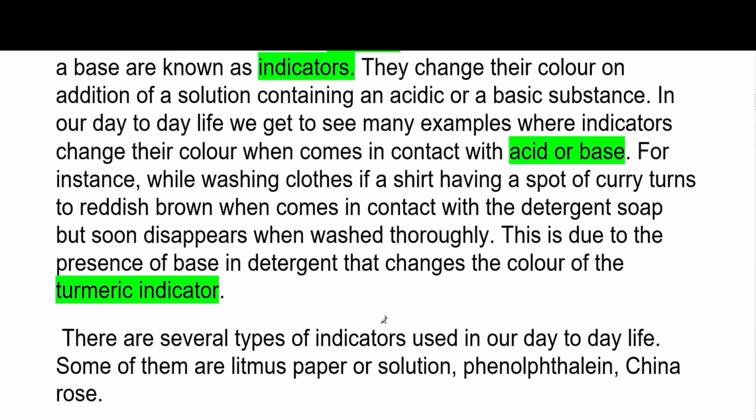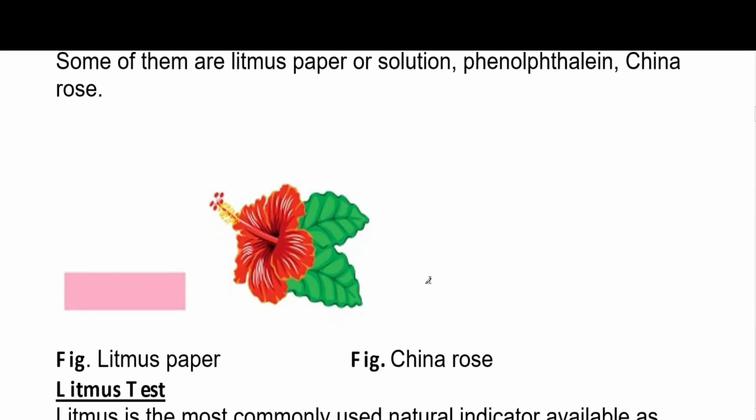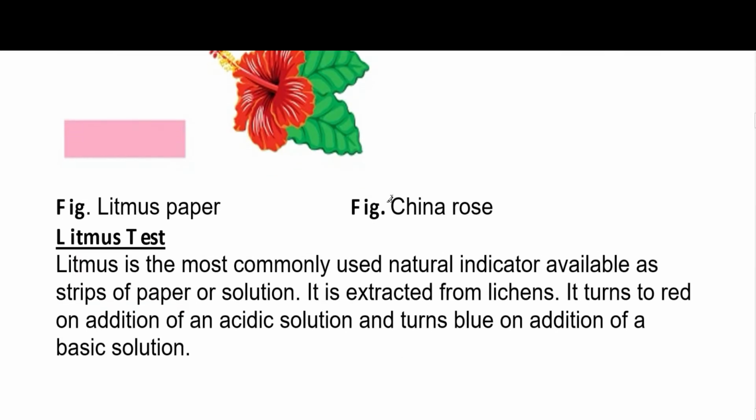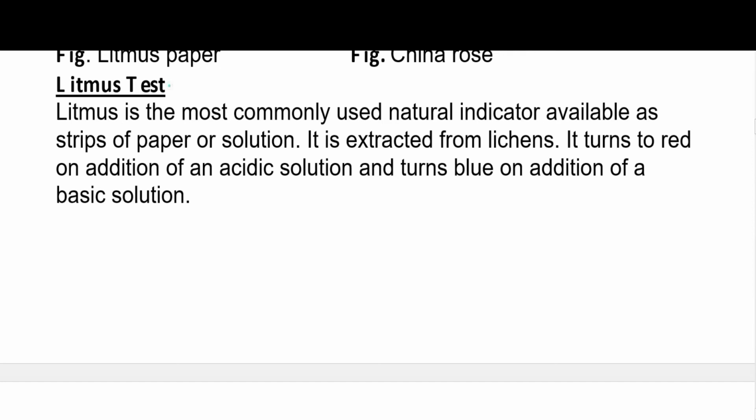There are several types of indicators used in our daily life. Some of them are litmus paper or solution, phenolphthalein, and China rose. The litmus paper will look like this. The China rose is also one of the natural indicators. So how can we test it? The litmus test can be taken in order to show the nature of the substance.